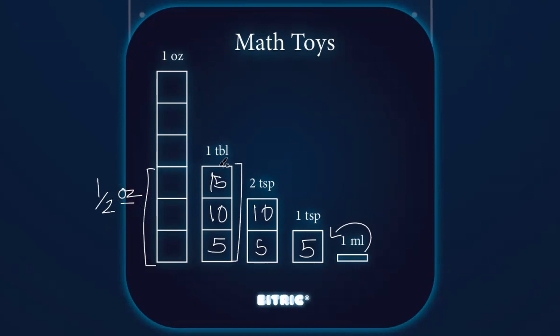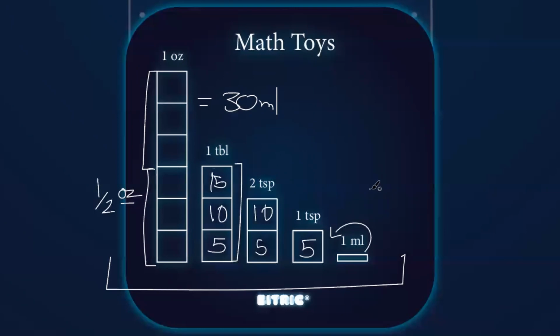If 1 tablespoon is half of an ounce and there are 15 milliliters in a tablespoon, how many milliliters are inside of a full ounce? Then there'd be 30. Very good. That would be 30 milliliters. Perfect. So these are going to be our primary game pieces moving forward. Do you have any questions about this? Nope, I'm set on this.